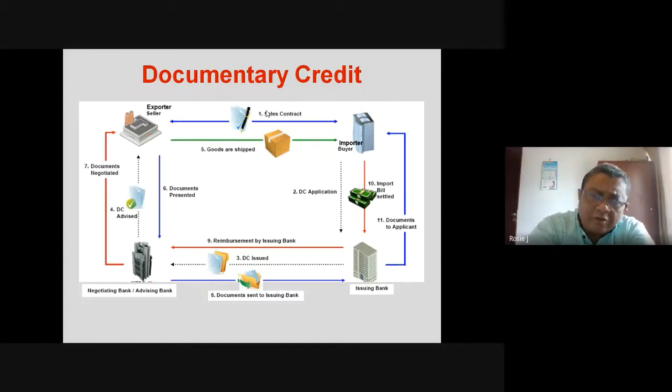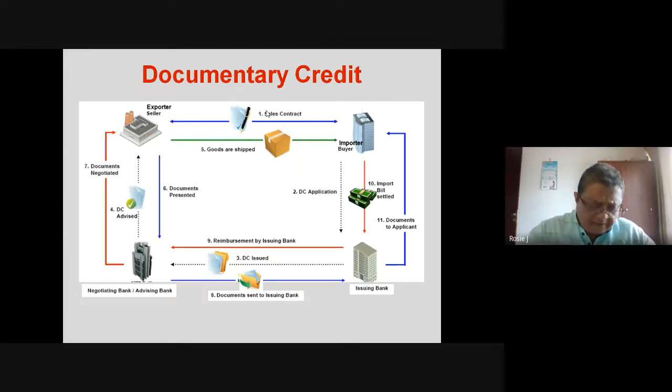Then if it's a cumulative LC, the original revolving LC will say, this LC is revolving, this LC is cumulative. If it says that, then the exporter can add the April shipment to the May shipment and do 2 shipments in May. It's allowed.